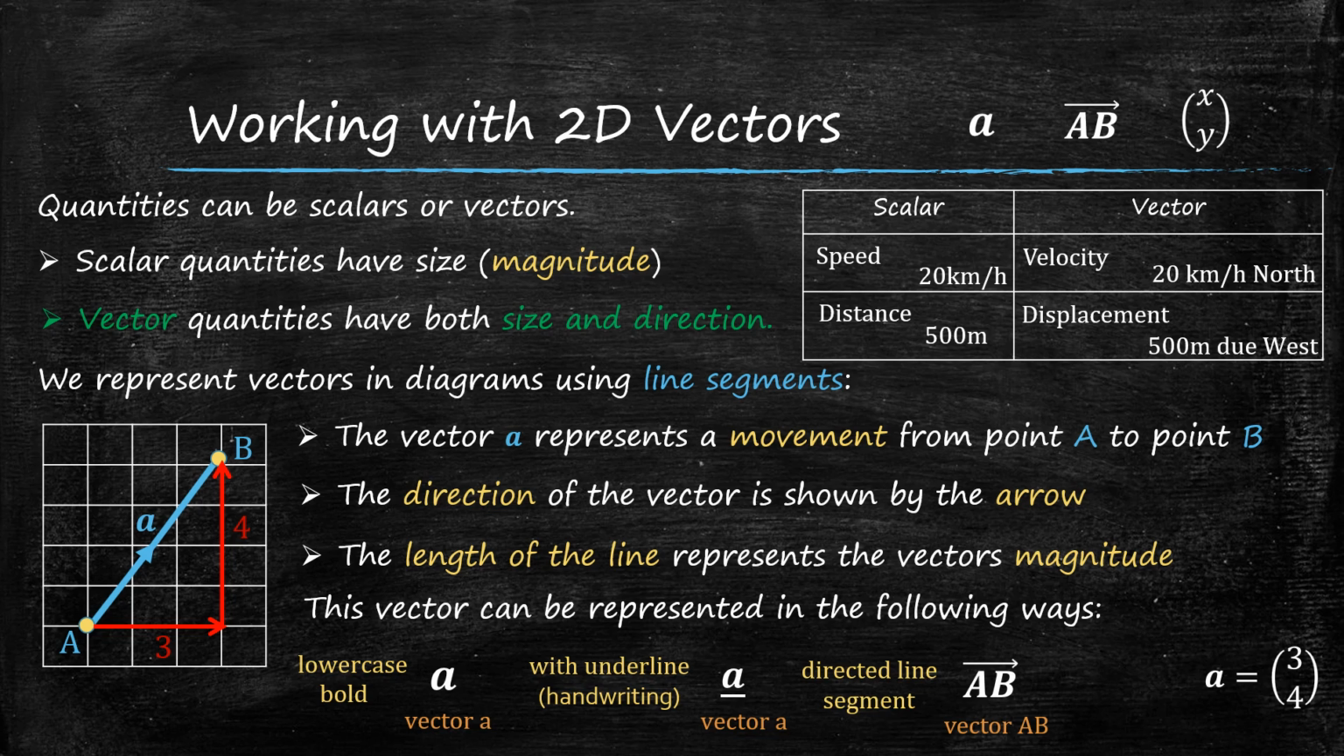And the final way we can show this vector is in component form. So in component form, here we're showing that the vector a represents a movement of 3 units in the x direction to the right, and 4 units in the y direction up the way. So the vector a can also be represented in component form, and we'll talk to component form a little bit more in the coming slides.